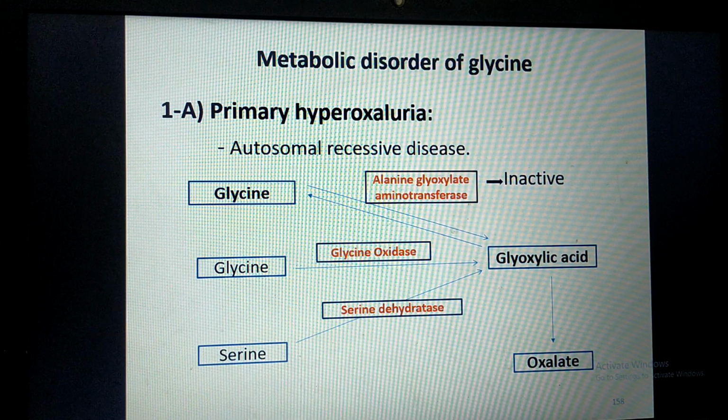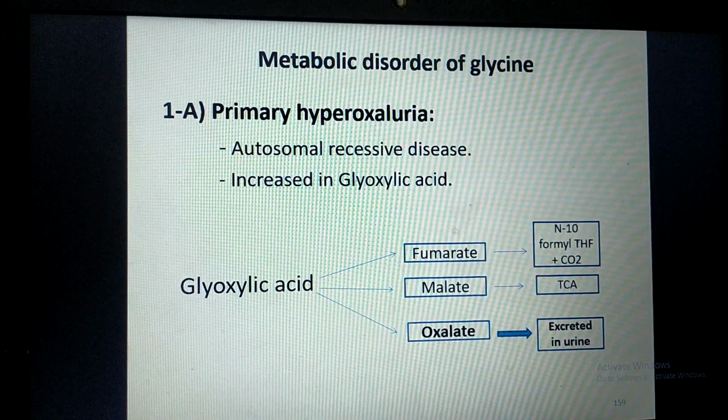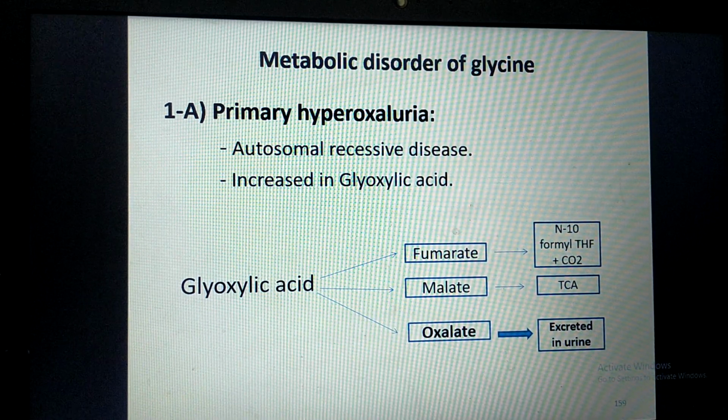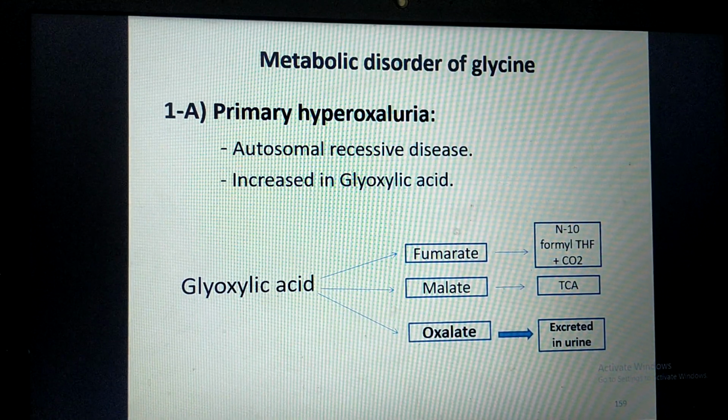So the enzyme deficient is alanine glyoxylate aminotransferase, which becomes inactive. Normally this enzyme is present in peroxisomes, but in this disease, instead of peroxisome, it is present in the cytoplasm, and hence it becomes inactive. So primary hyperoxaluria is an autosomal recessive disease, and here an increase in glyoxylic acid is seen.